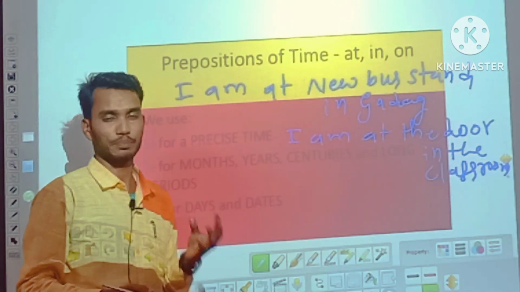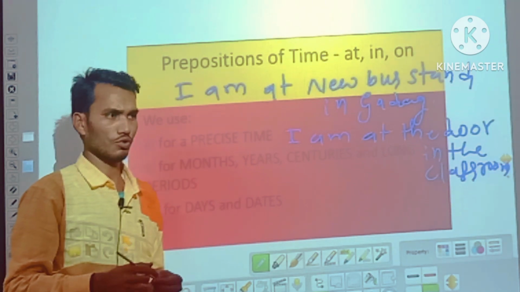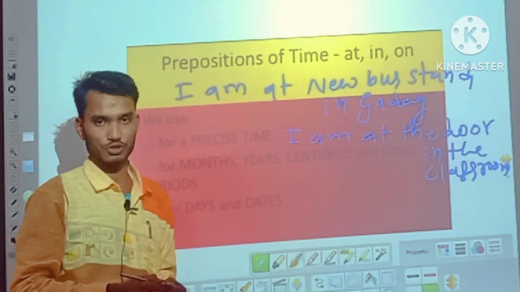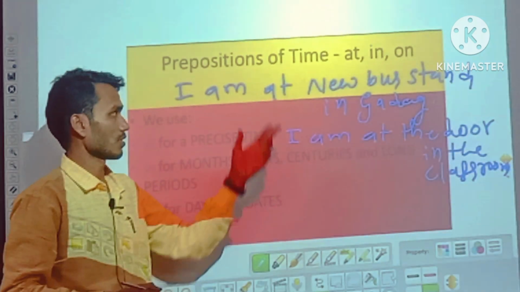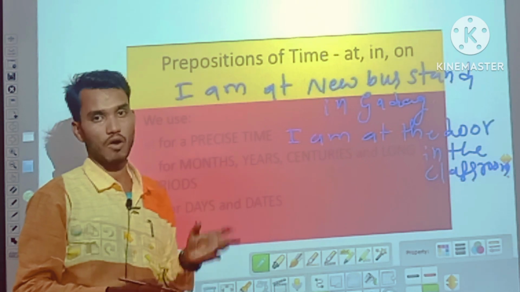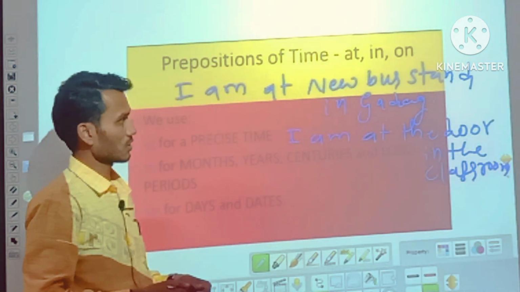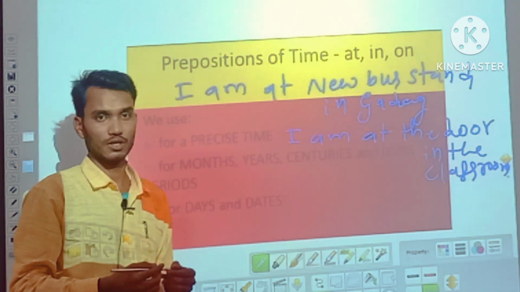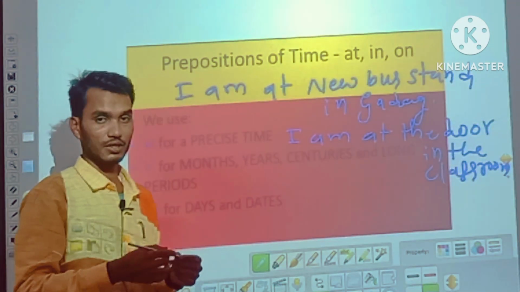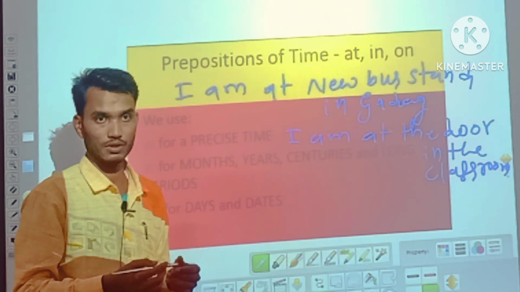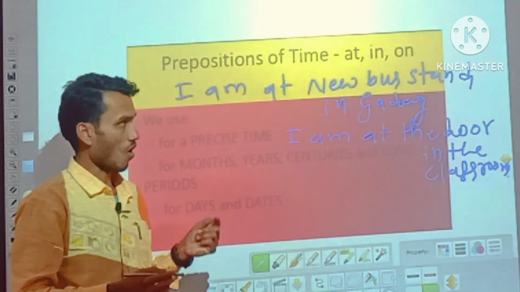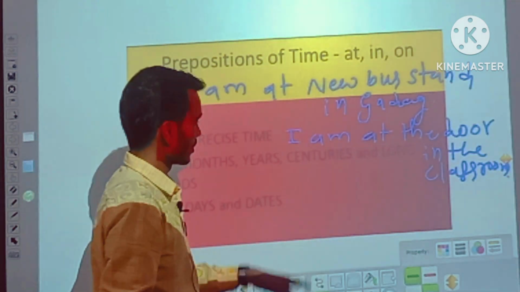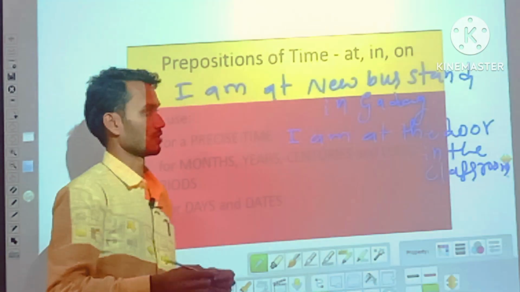So these three prepositions are very important. We commit so many mistakes while using these three prepositions. What are those? Those are at, in, on. We must know the usage of these three prepositions, right? Where we should use at, where we are not supposed to use at, where we should use in, on, where we are not supposed to use on, in, right? So now I'm going to tell you the usage of these three prepositions.